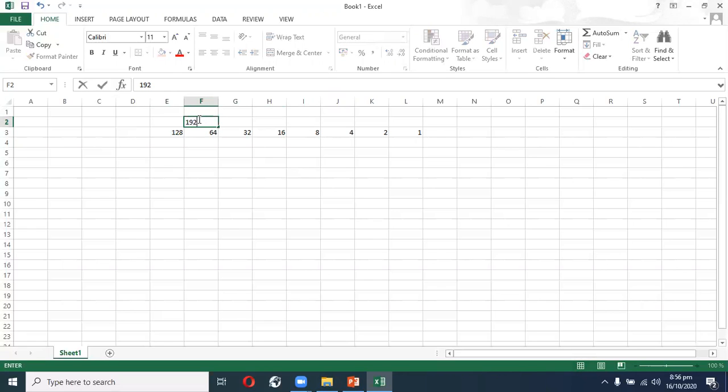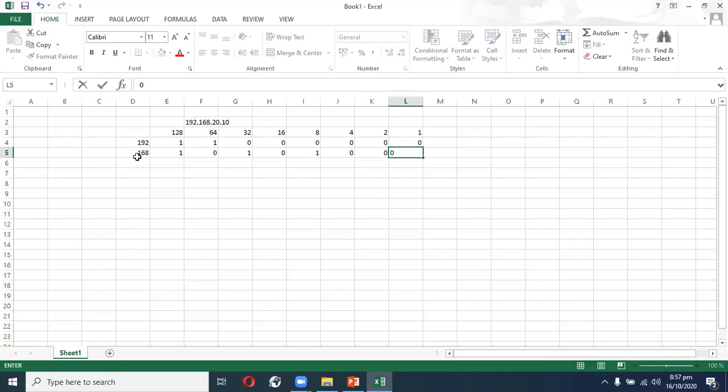Let's take 192.168.20.10. Let's convert this IP address into a binary number. Let's start with 192. 192 is 128 plus 64. We write 1 for each, and the rest of the digits will be 0. Now our next number is 168. 168 is 128 plus 32 plus 8, which gives us 168. The rest of the digits will be all 0.